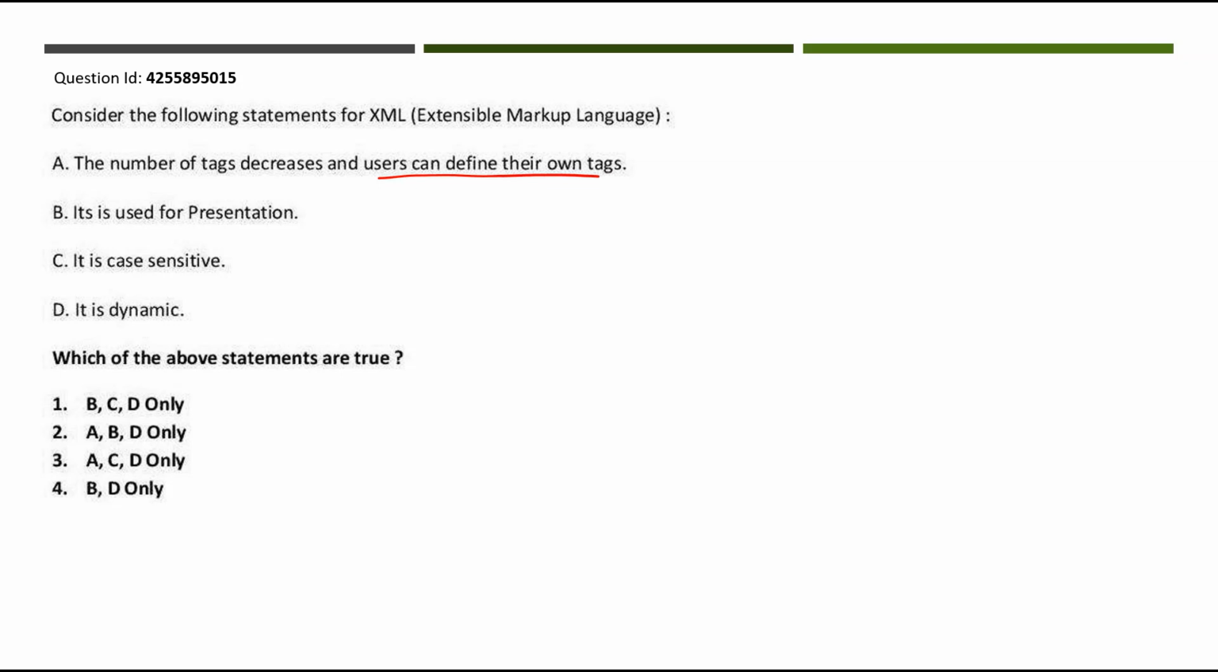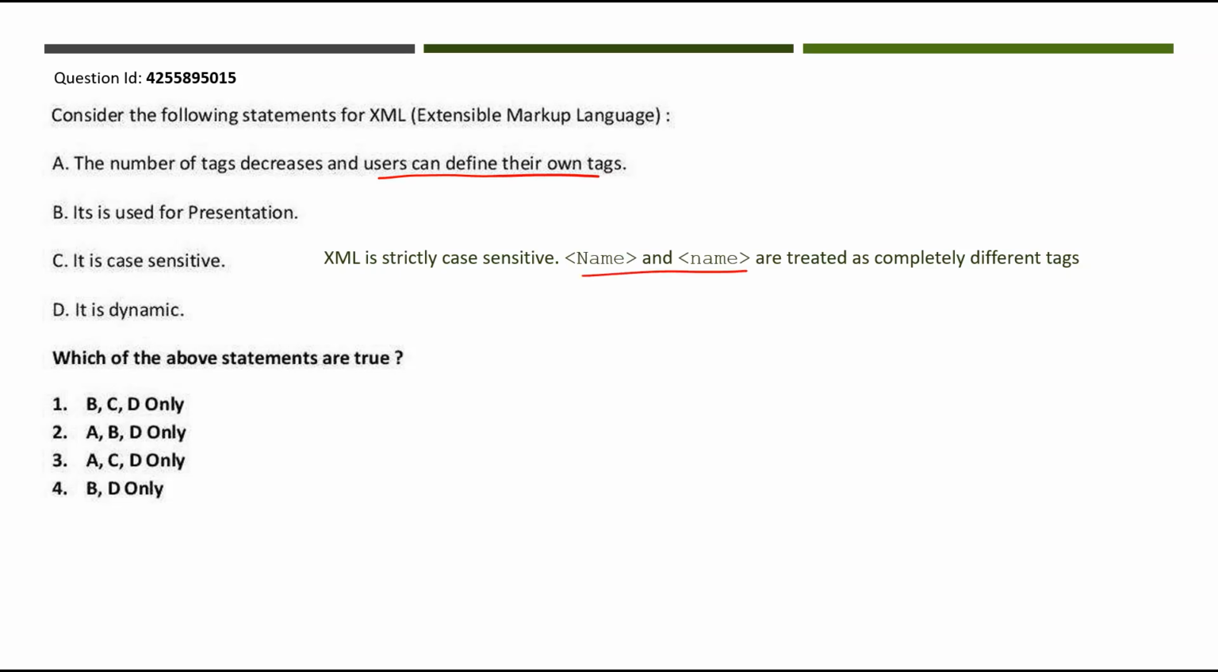It is used for presentation. It is case sensitive. It is dynamic. So let's see. XML is strictly case sensitive. The tag capital N in name and small n in name are treated as completely different tags.